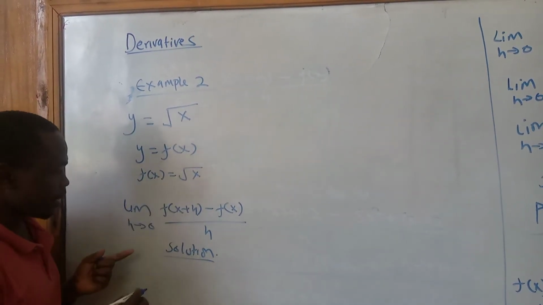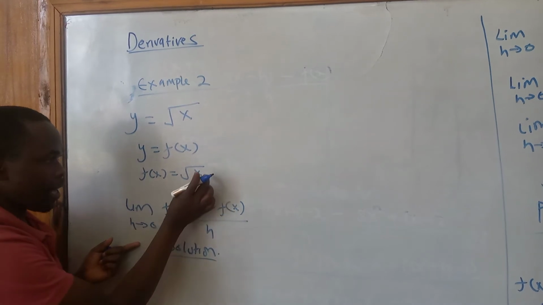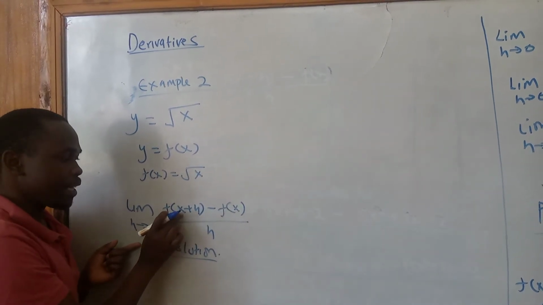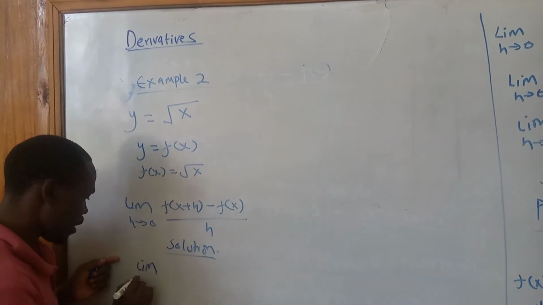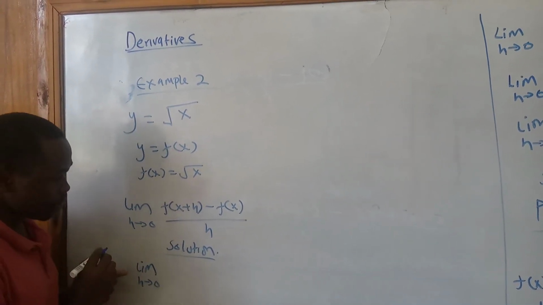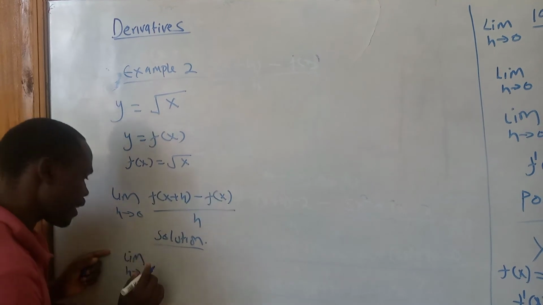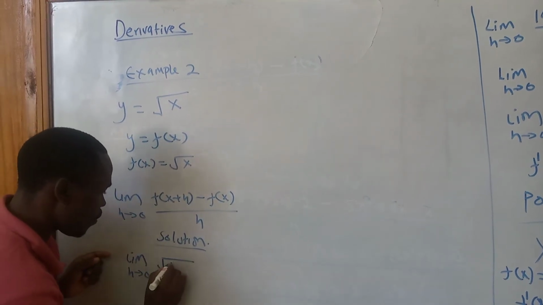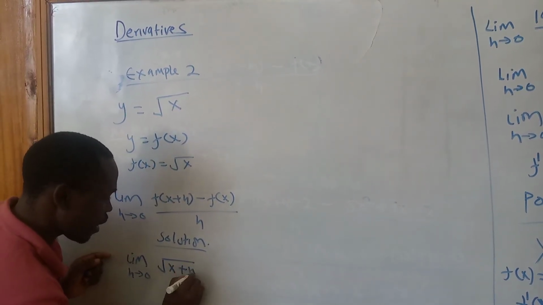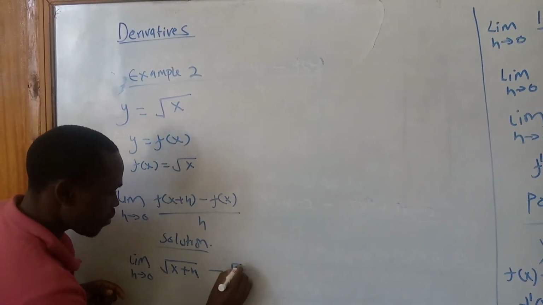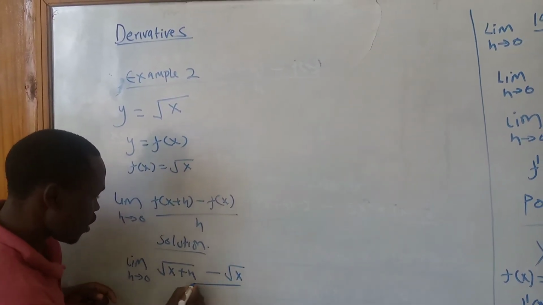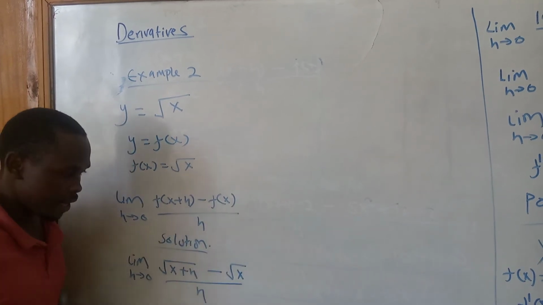This is the same as, in place of x, I'm going to place x plus h. Therefore, it will be the limit as h approaches 0 of the root of x plus h minus f of x, which is the root of x. The whole of it I divide by h.